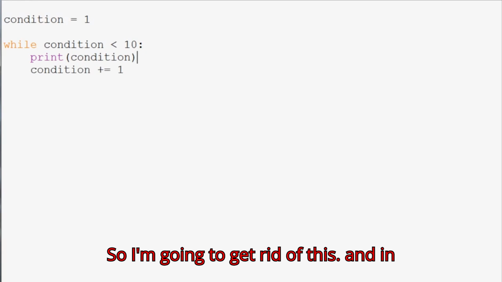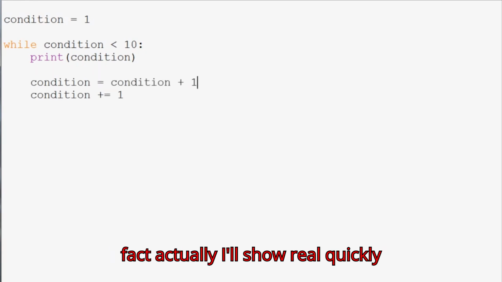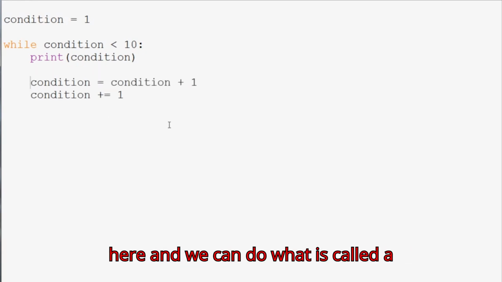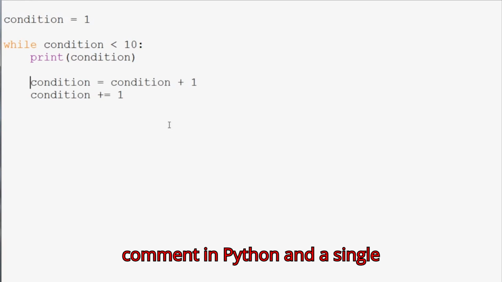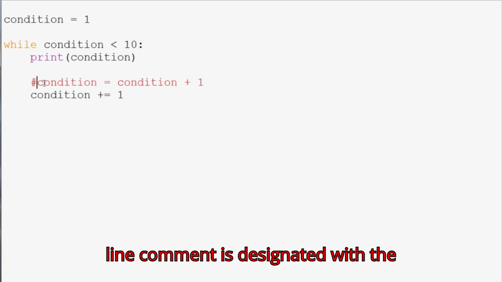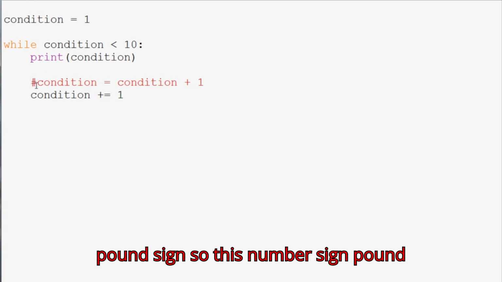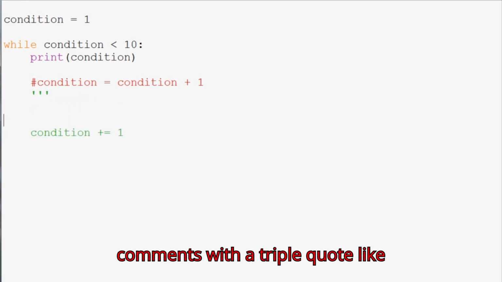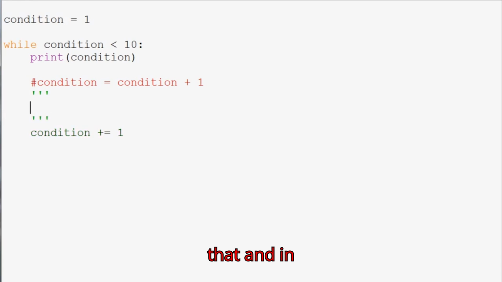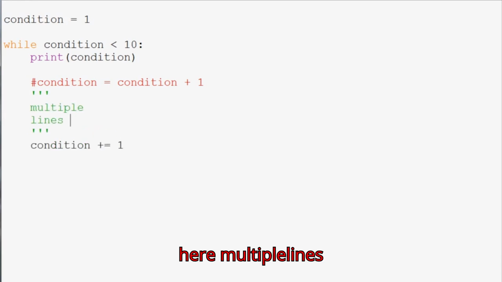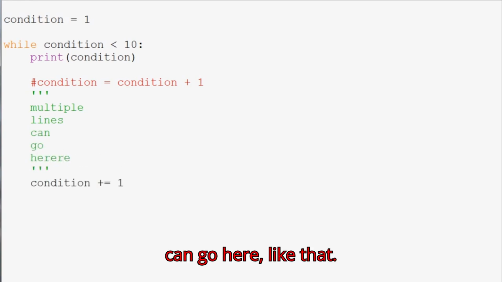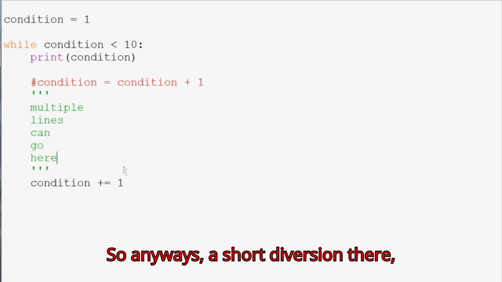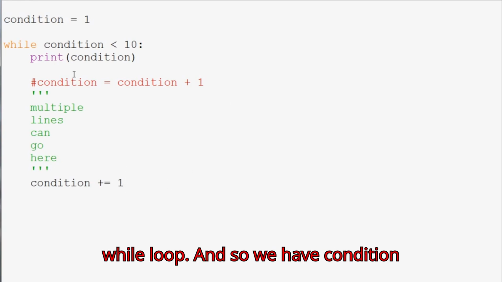So I'm going to get rid of this. And in fact, I'll show real quickly commenting in Python. So we can leave this here, and we can do what is called a comment in Python. A single line comment is designated with the pound sign, this number sign. You can also do multi-line comments with a triple quote, like that, and in here multiple lines can go. So anyways, a short diversion there, but back to what we were doing in our while loop.